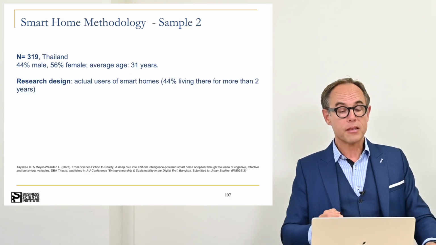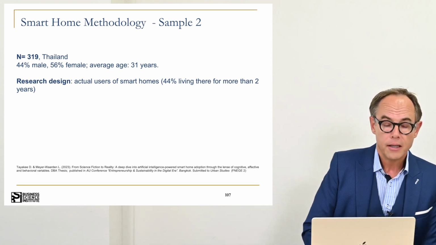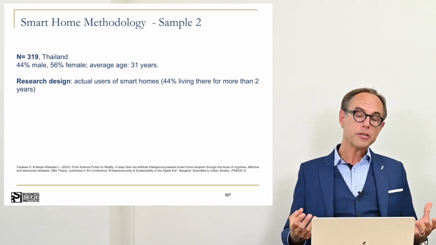In sample 2, this is done within a DBA research project who did actually study about smart home adoption in Bangkok. 319 people in Thailand, mostly females, and actual users of smart homes.